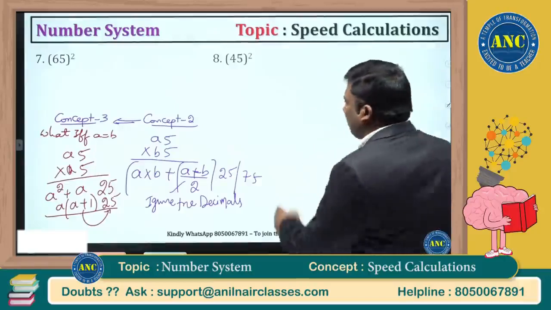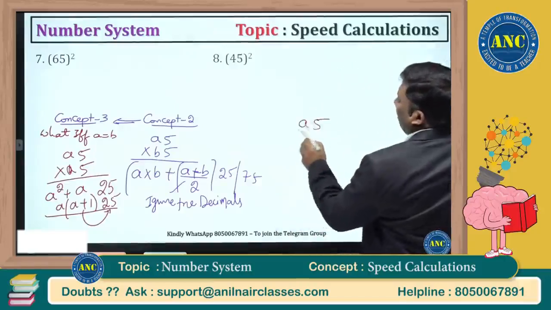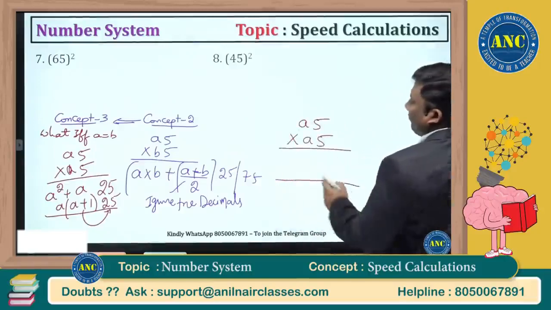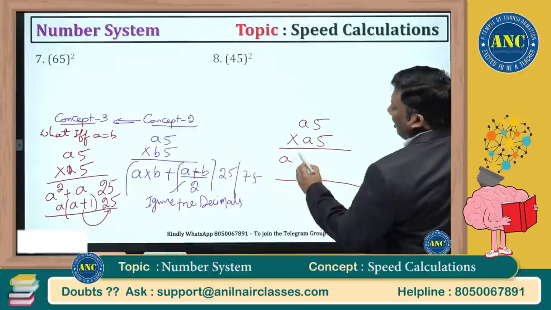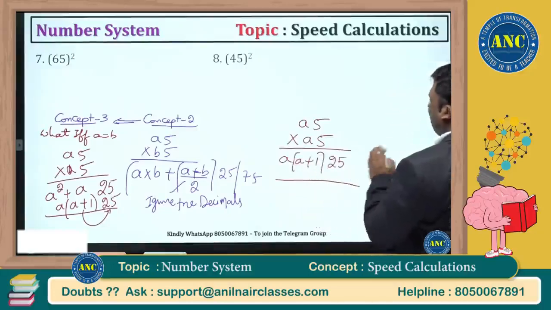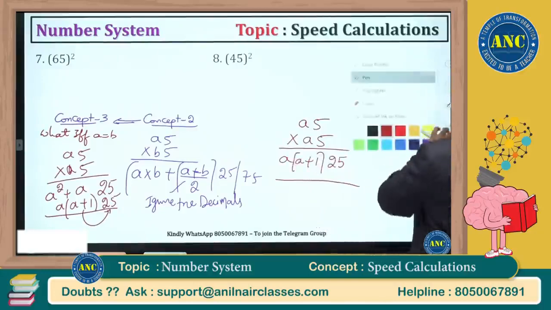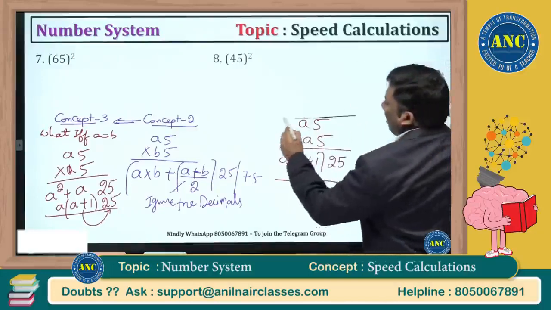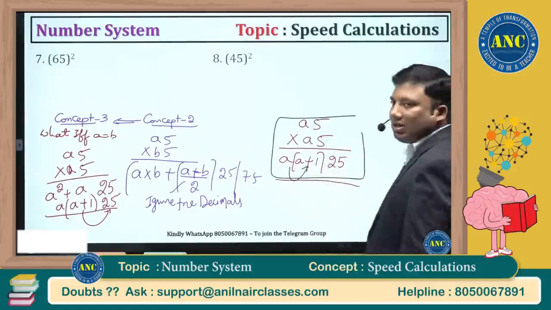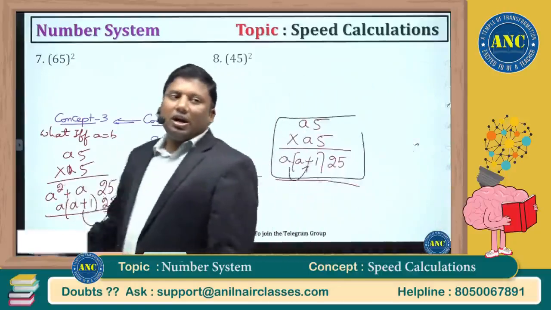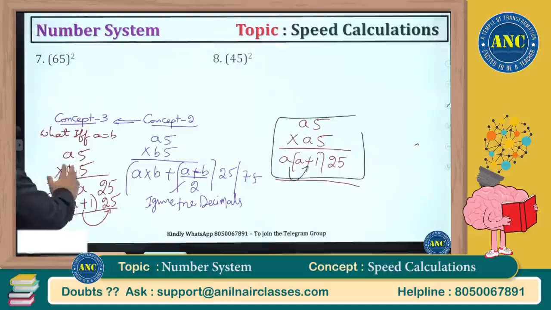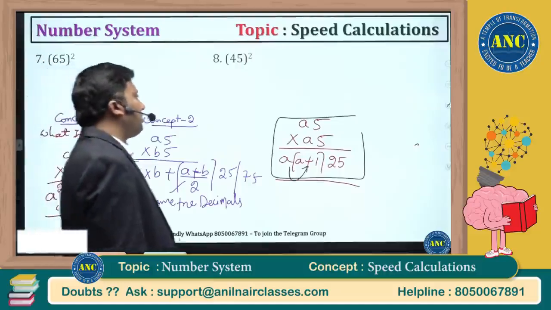I hope the concept is clear. What is the concept? What if A is equivalent to B? A5 into A5 is A square plus A, that is A into A plus 1, ending with 25. That is the reason in Vedic Maths 1 is added. This is a generic approach. The condensed approach is for when A is equivalent to B: A5 into A5. So examples we will solve.